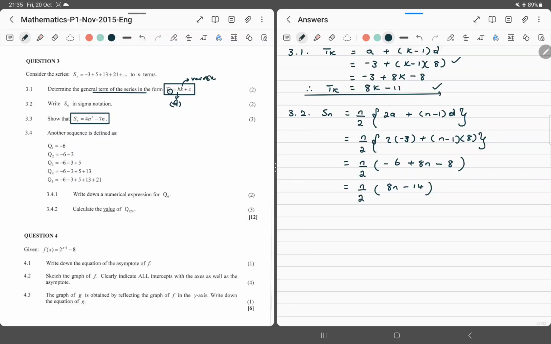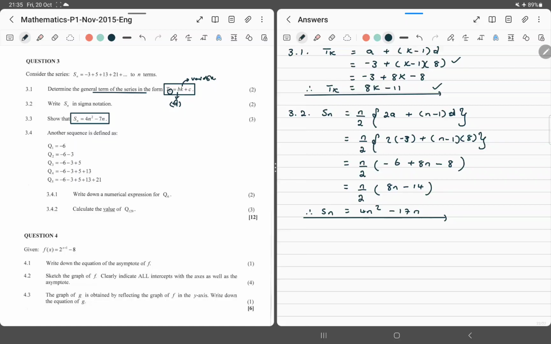Okay, so when we do the FOIL method, this is n over 2 times 8n. This becomes 4n squared, minus n over 2 times 14, which becomes minus 7n. Okay, nice and easy. And that's how it was proposed. So again here we are scoring.